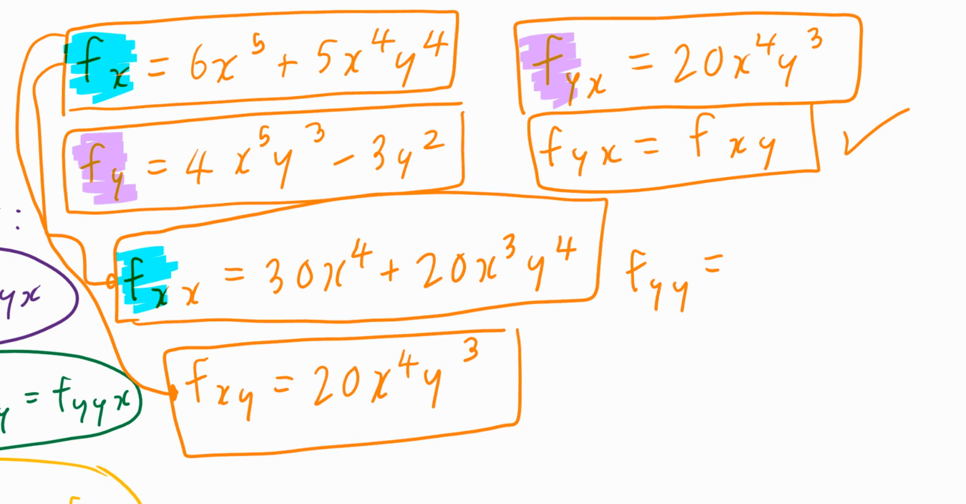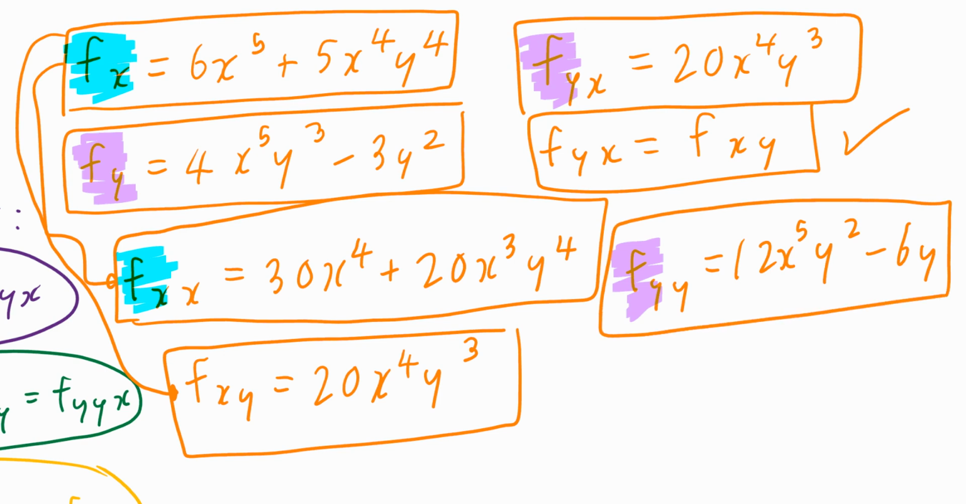fyy. Again, I'm going to take the partial derivative with respect to y, starting with fy. So I'm going to go back to this again, one more time, fy, and I'm going to take the derivative with respect to y. So again, in this case, 4x to the power of 5 is going to be a constant. So when I take the derivative of y to the power of 3, that's going to be 3y squared. Again, 3 times 4x to the 5 is going to be 12x to the 5 times y to the power of 2. And of course, when I take the derivative of negative 3y squared, that's going to be negative 6y. Let's put a box around this as well.